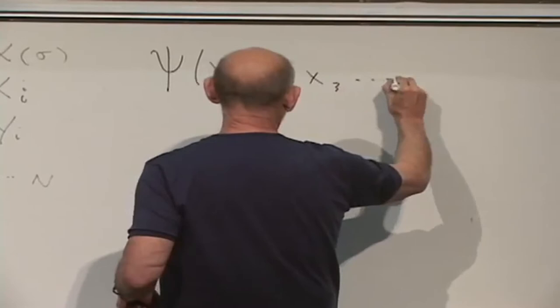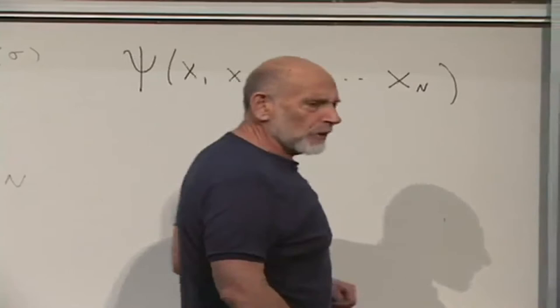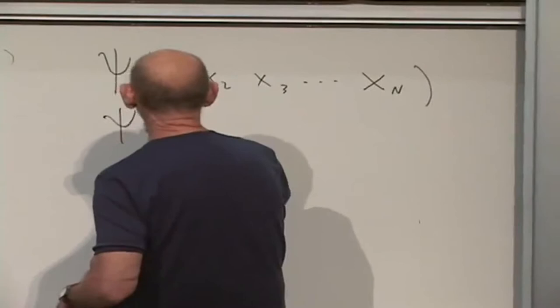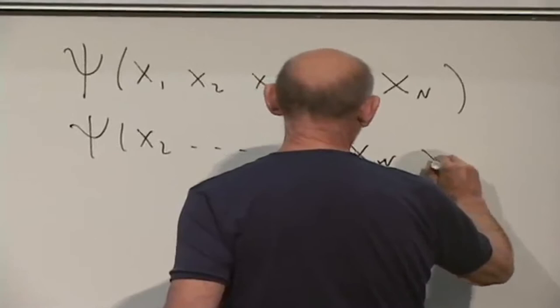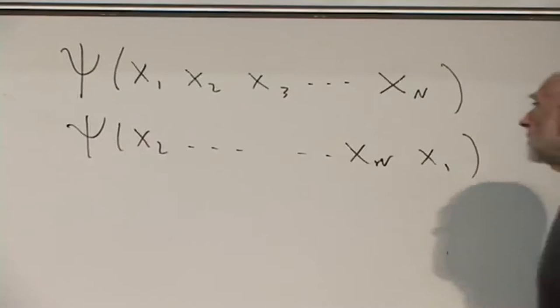But why did I start with x1 over here? Why didn't I start with x2 and cycle around and say psi of x2, and so on up to xn, x1? No special reason. Why not? Because there's nothing special about the point that starts out at sigma equals 0.